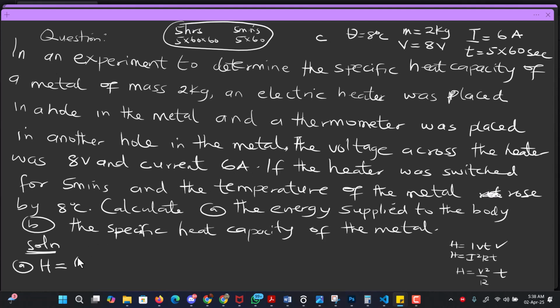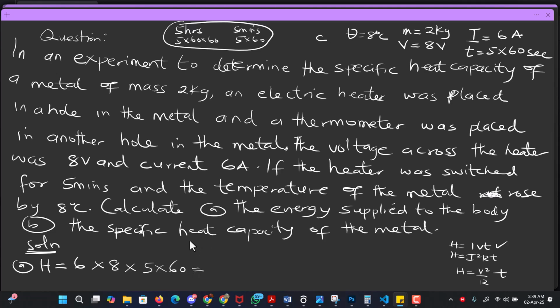So I'll just say 6 times, what is my voltage? My voltage is 8 volts, the one that ends in volts. I'll just say times 8 times, and what is my time, which is the last part of the formula? My time is equal to 5 times 60. So what is going to be my answer? Now let's calculate and see what my final answer is.